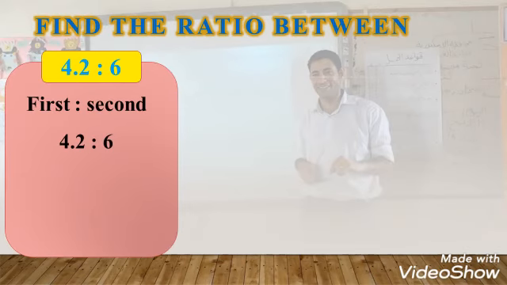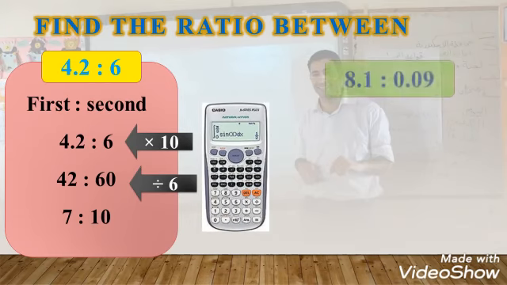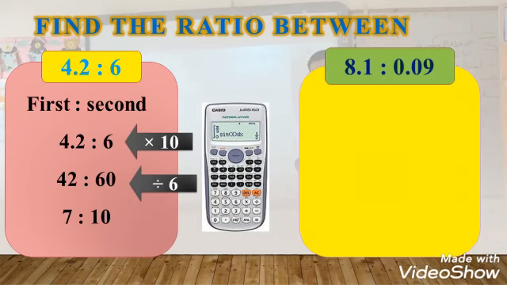First to second, 4.2 to 6. Now we want to omit the decimal point, so we will multiply by 10. The result will be 42 to 60. Dividing by 6, the result will be 7 to 10. Then the ratio between 4.2 and 6 is 7 to 10. We can use our calculator to find both of these numbers. Another example, 8.1 to 0.09.